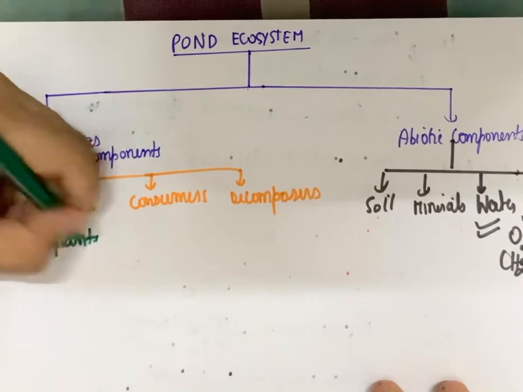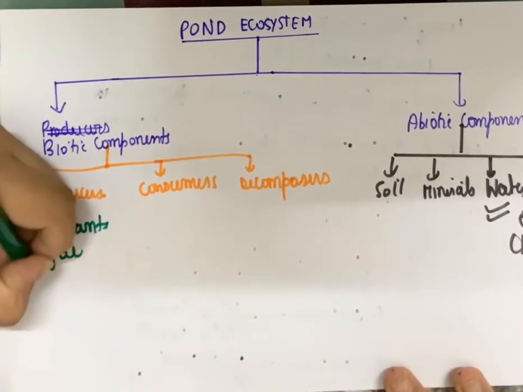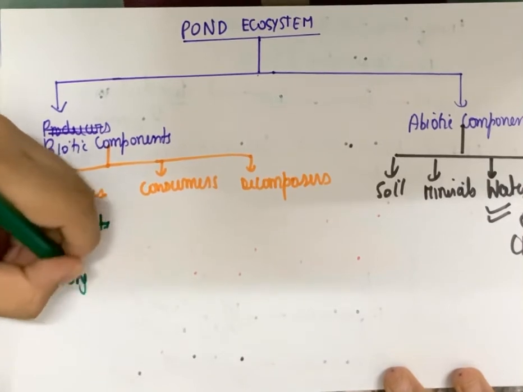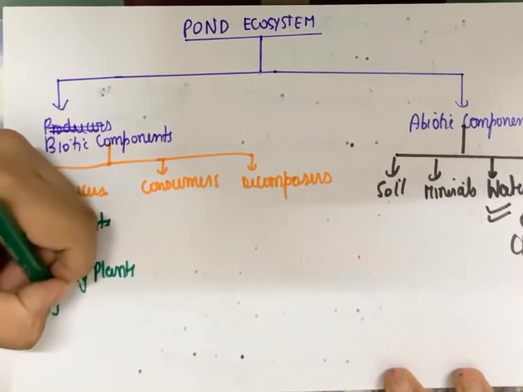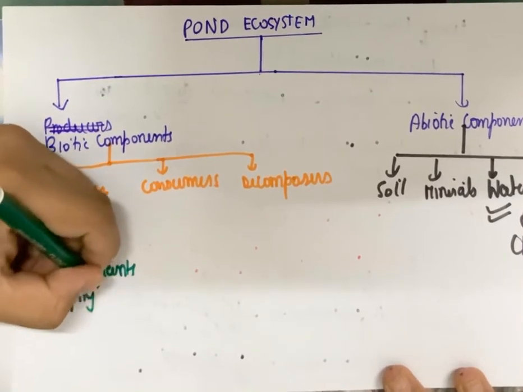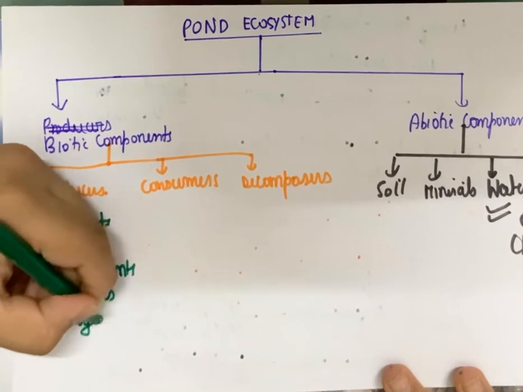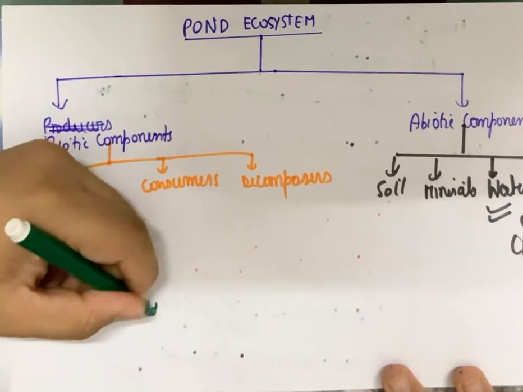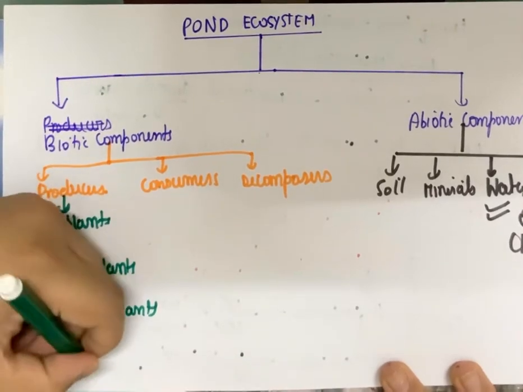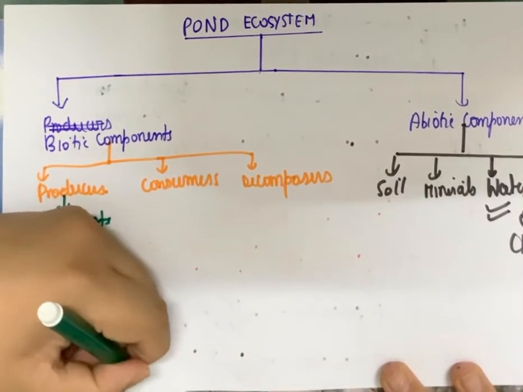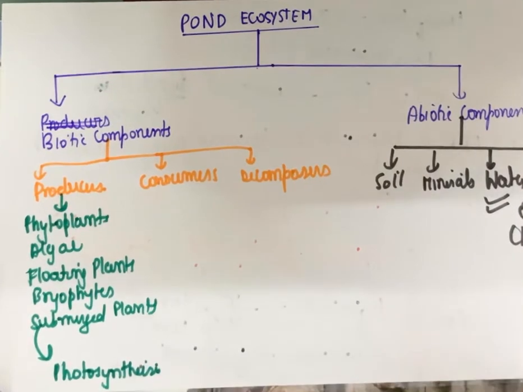Phytoplankton are the microscopic plant species, algae, floating plants, and bryophytes. Bryophytes depend on water for completing the life cycle, and there are some submerged plants as well. They have chlorophyll in them, and that's why they are capable of photosynthesis. That's why they can make the food and they are called producers.